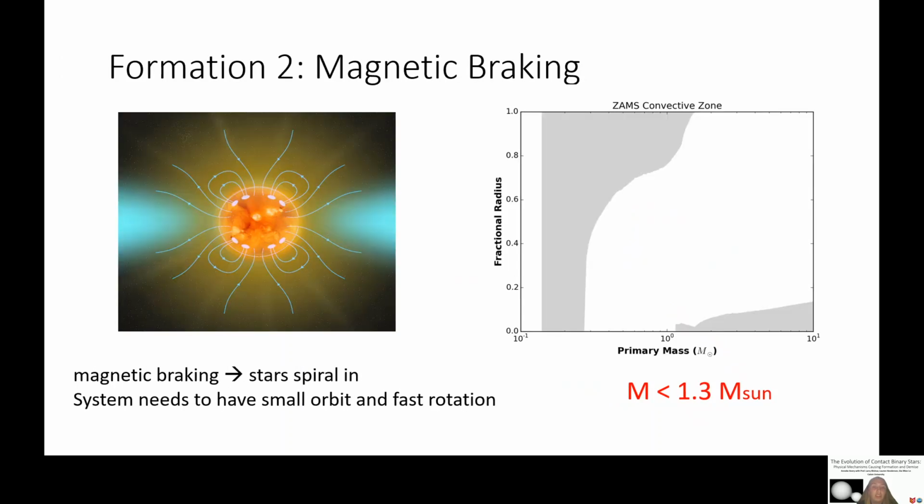Tides enforce synchronous rotation, so as the orbit gets smaller, the rotation gets faster. We needed the processes from the previous slide to get to a small orbit because magnetic braking works better with faster rotation. What does magnetic braking do?